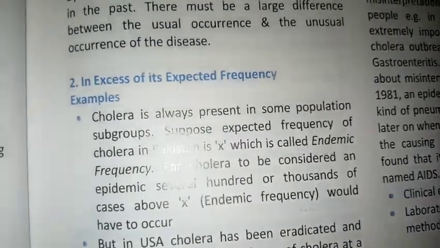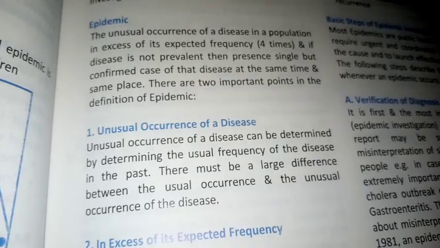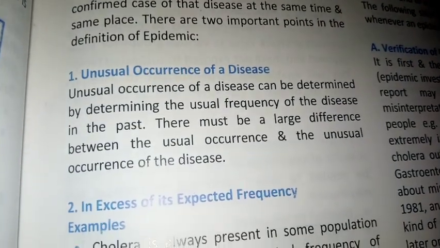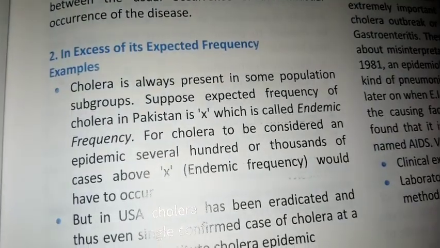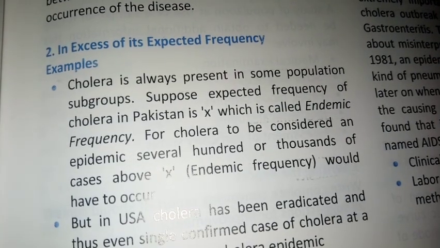Here are the two points which we discussed here. The first one was unusual occurrence of disease and the second one was in excess of its expected frequency.